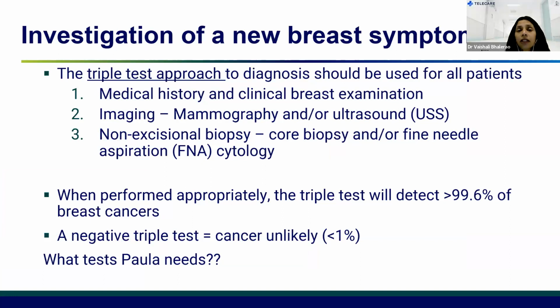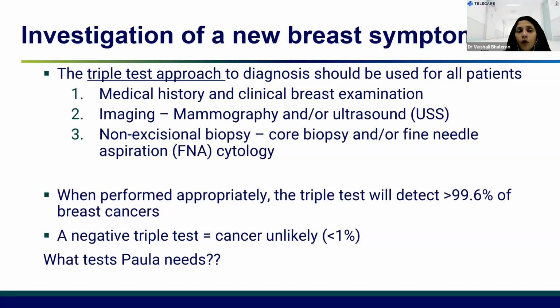Medical history and clinical examination are very important. Imaging: mammogram and/or ultrasound scan. Non-excisional biopsy: core biopsy and/or fine needle aspiration cytology. When performed appropriately, a triple test will detect more than 99.6% of breast cancers. With a negative triple test, cancer is unlikely, less than a 1% chance.